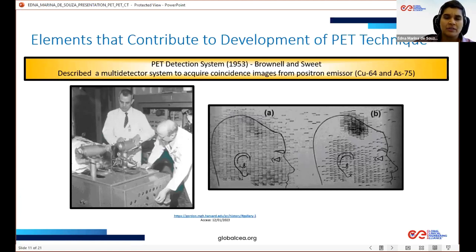The first report of a PET system dates from the 50s, when Brownell and Sweet described a multi-detector system to acquire coincidence images from positron emitters. The system was applied for the first time to detect the metabolic activity of brain tumors, as we can see on the right.